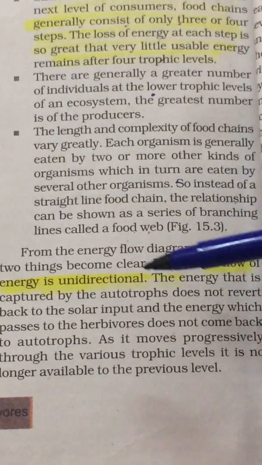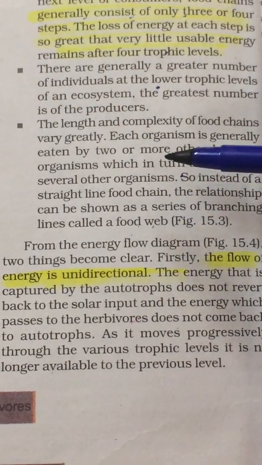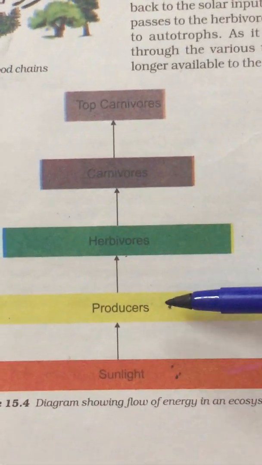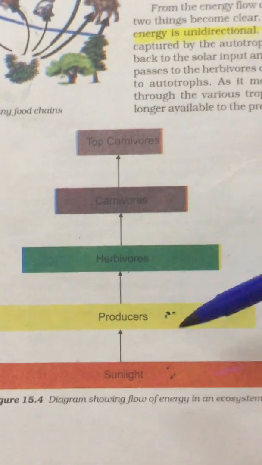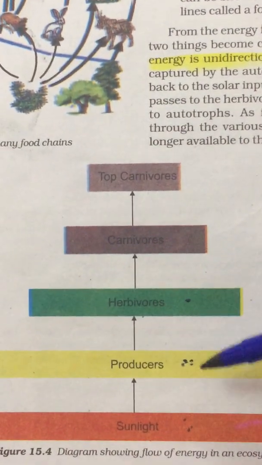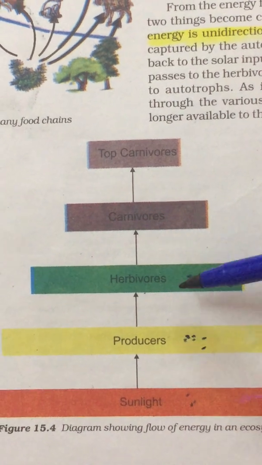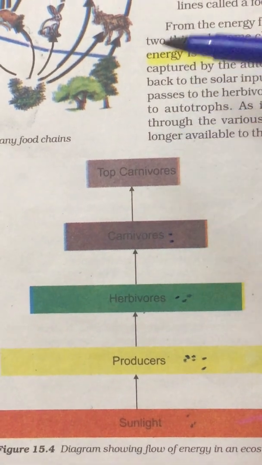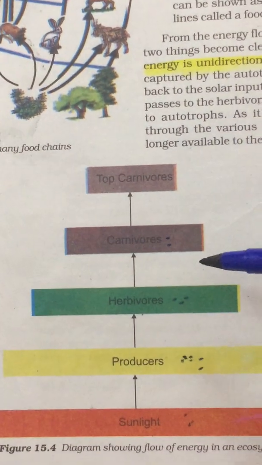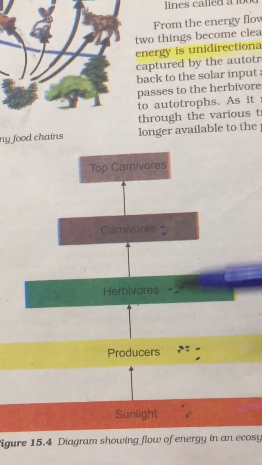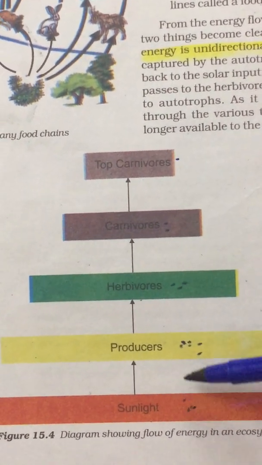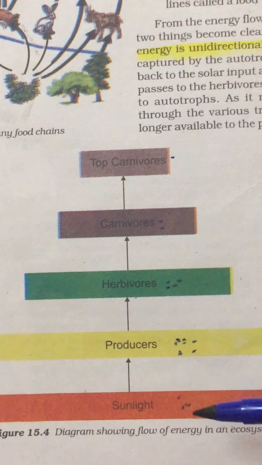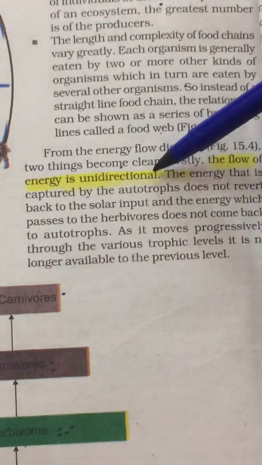Next, one more point is that the flow of energy is unidirectional. From the sun, sunlight is absorbed by the producers, by the plants. Then these plants are eaten by the herbivores. So the energy is transferred from producers to herbivores, from herbivores to carnivores, and from carnivores to the omnivores or top carnivores. In this way the energy moves in one direction only, from the sun to the producer to the herbivore, and it cannot revert back. So the flow of energy is unidirectional.